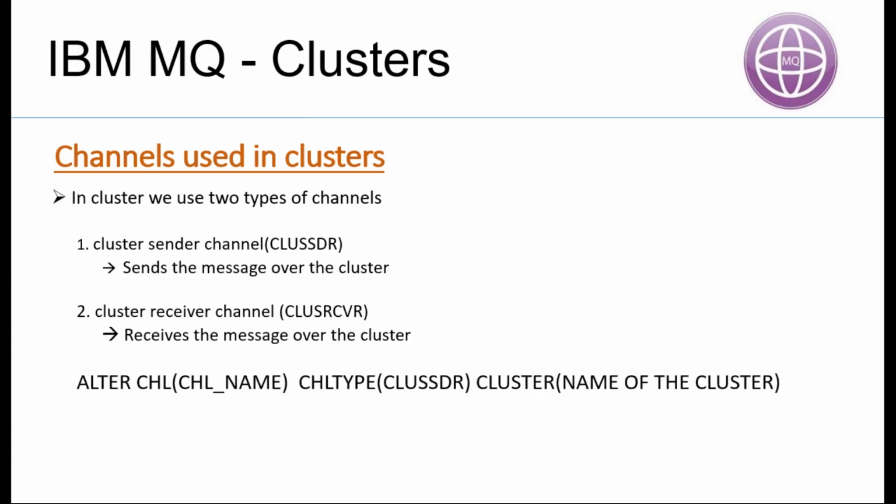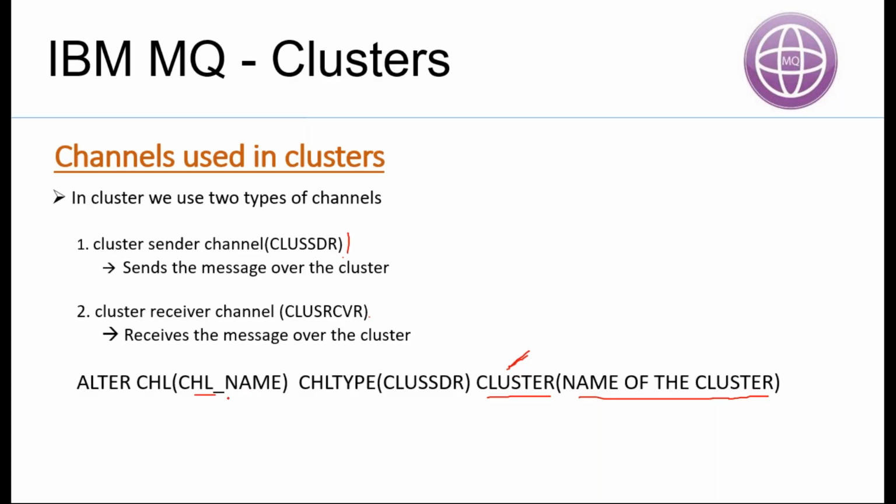So if I want to make my cluster sender channel a member of the cluster, we need to alter the cluster property of the cluster sender channel. Every cluster sender channel and every cluster receiver channel definitely has a property called cluster. So you need to give your cluster name for that cluster sender channel. Normal sender and normal receiver won't have this property. Only cluster sender and cluster receiver will have this property.